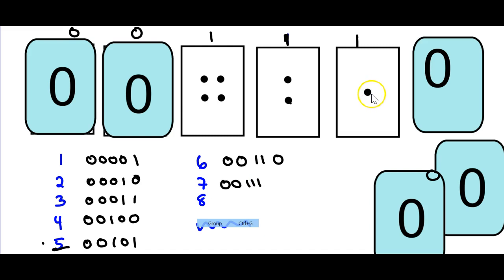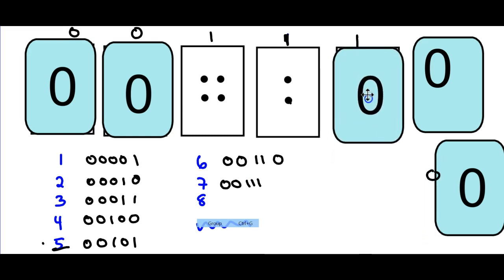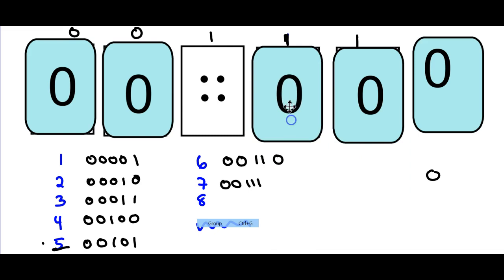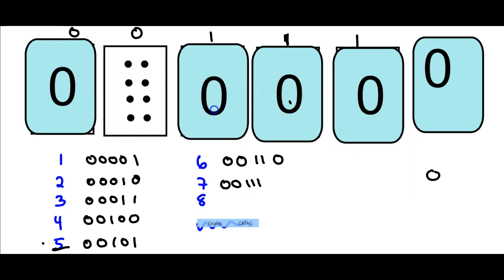When you get to 8, you're going to flip this card. Flipping this card means you're going to carry the 1 to this one. It's already turned on, so it gets turned off. Which carries the 1 to this one, so that one's already on, so it gets turned off. And then that one stays on. So it looks like this. 0, 1, 0, 0, 0.